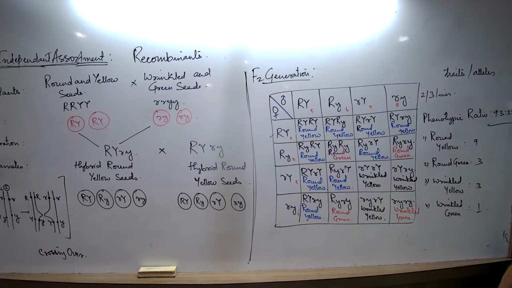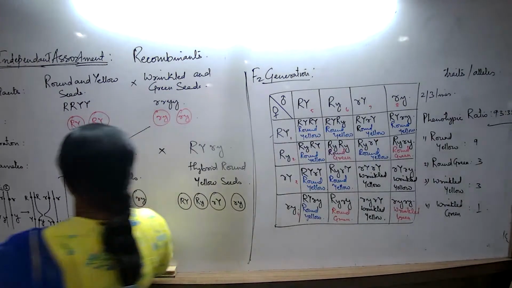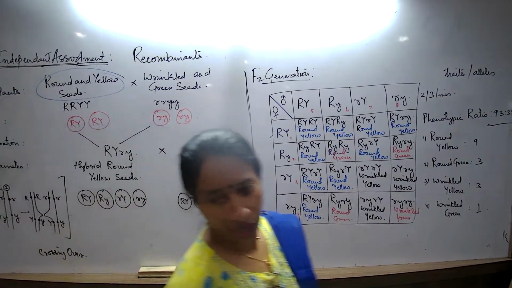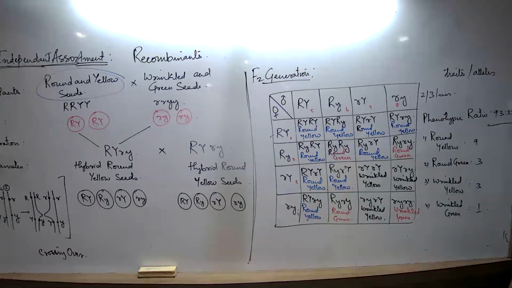How many plants in the F2 generation show parental phenotypes? How many plants out of the 16? Which will we consider the parental phenotype? Parental phenotypes come to 10, both together. Did you understand? It will be 10.